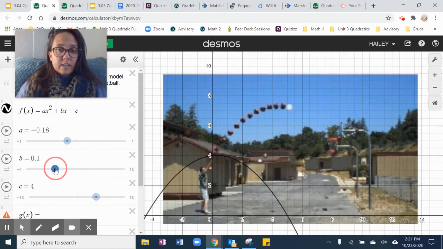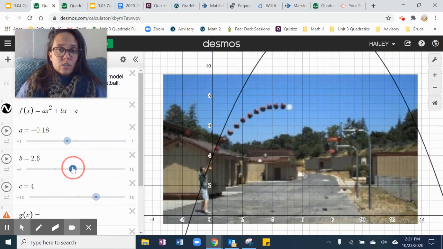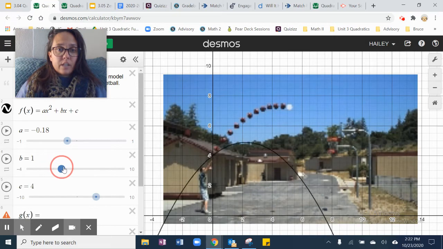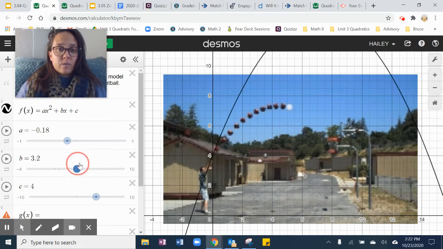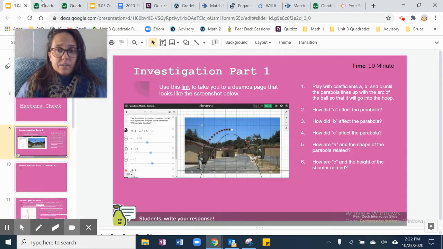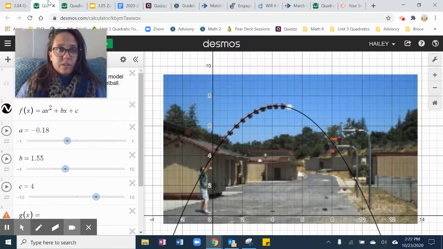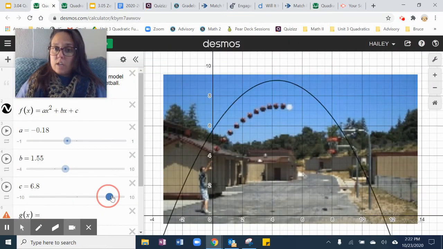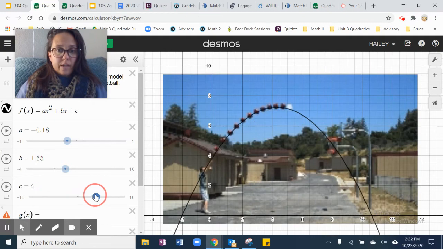B makes it taller and it moves it sideways, right? I'm seeing it move to the left and then to the right, to the left, to the right, but it's also getting taller as well. And then how did c affect the parabola? C just moves it up and down. It's the vertical movement, right?